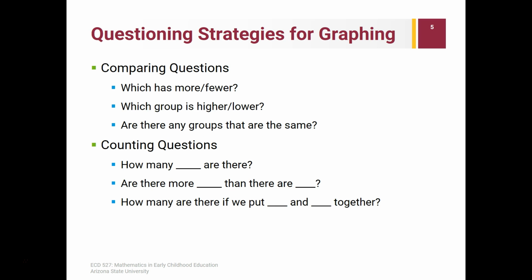As we begin to ask children about graphing, the teacher can model kinds of questions children can answer using the graph. As children gain more experience in graphing, they are able to create questions for others about the graph. In early childhood, we really focus on two types of questions: comparing questions and counting questions. Some examples of comparing questions are: which has more, fewer? Which group is higher or lower? Are there any groups that are the same?